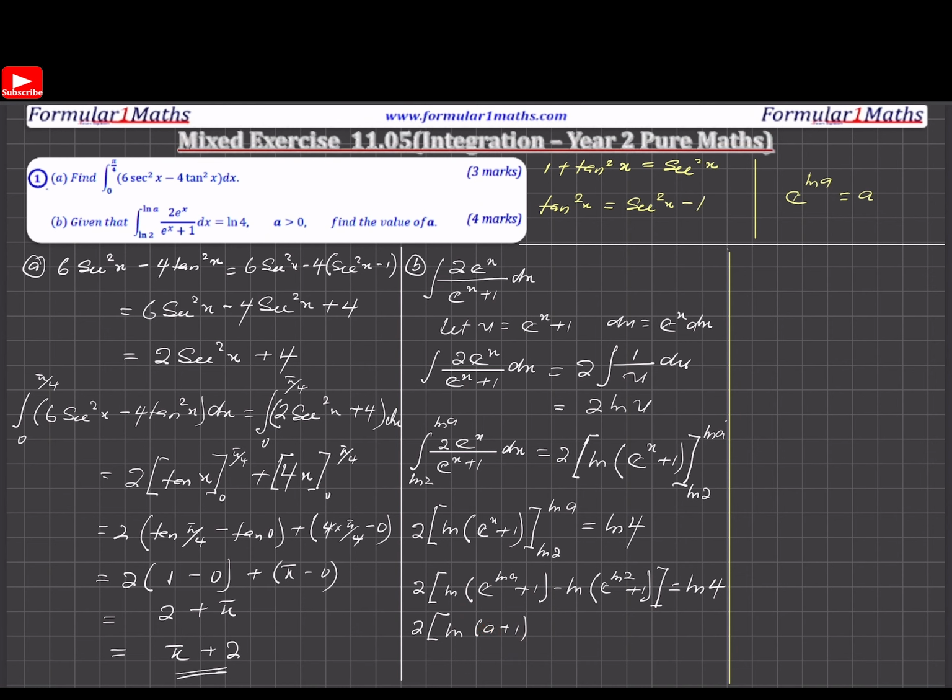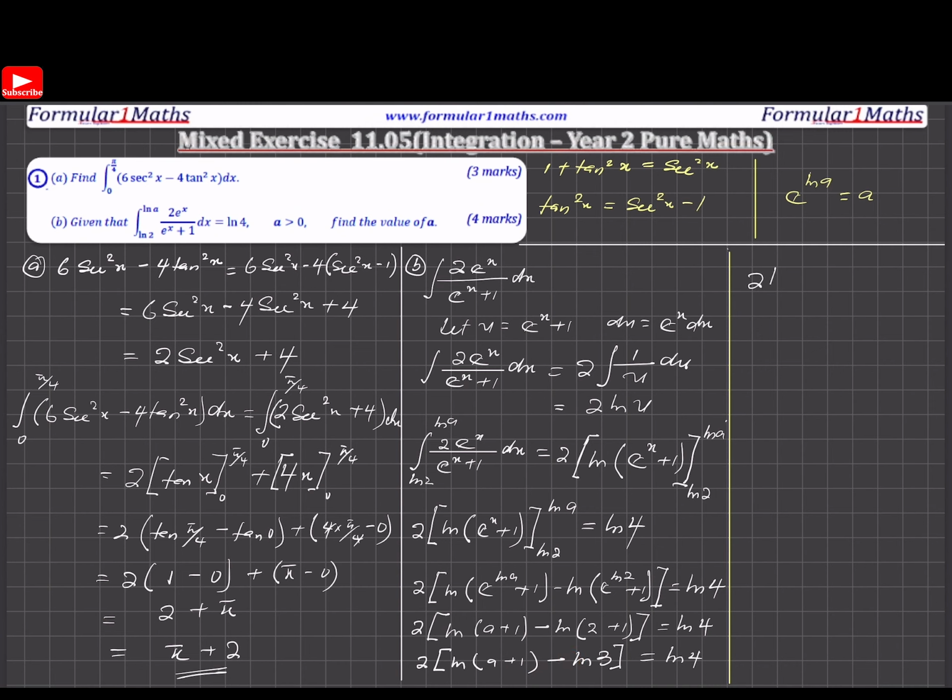So we continue with this, and we get minus ln. And the same way, this will become 2 plus 1. That will be equal to ln 4. So if I can simplify this further by saying 2 ln a plus 1 minus ln 3 equals ln 4, I can now use the laws of logs to rewrite this as follows.